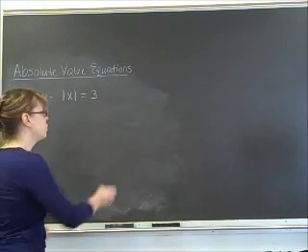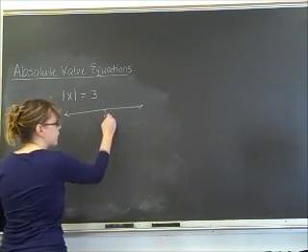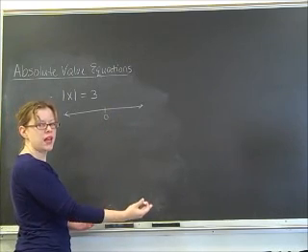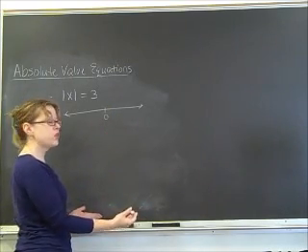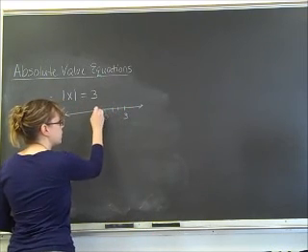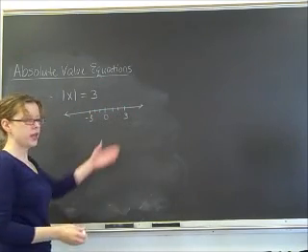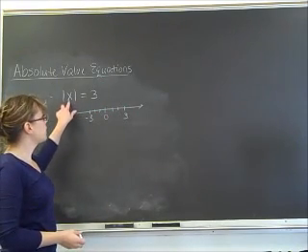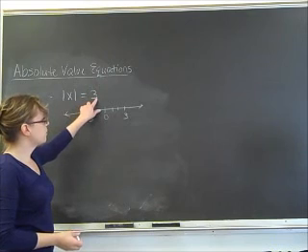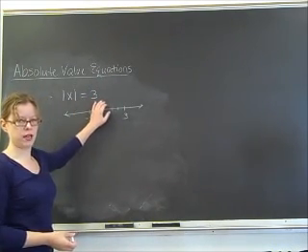So it may help you to draw a number line and to think that you can move to the left 3 spots and you can move to the right 3 spots. So there are 2 places that will make this equation true. At positive 3, the absolute value of positive 3 is 3. At negative 3, the absolute value of negative 3 is also 3.